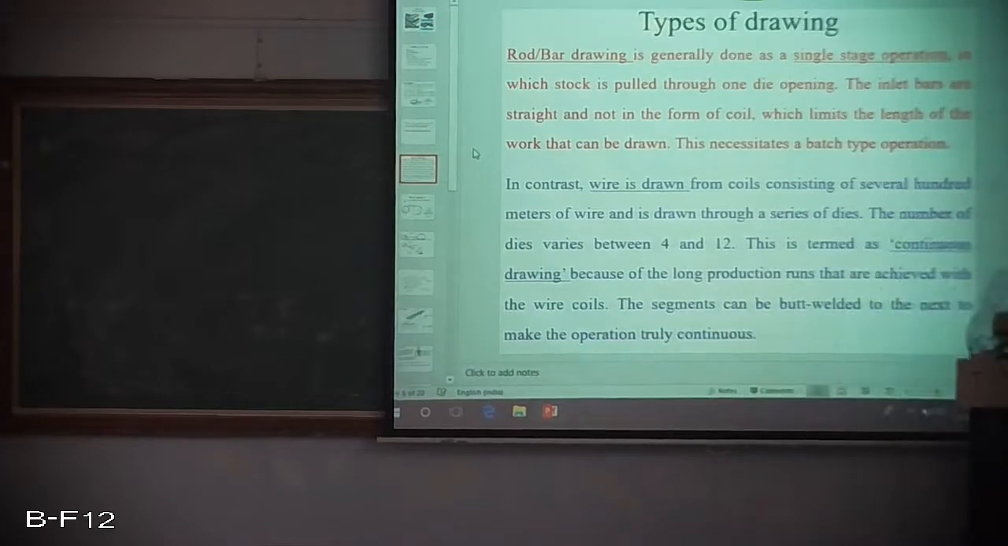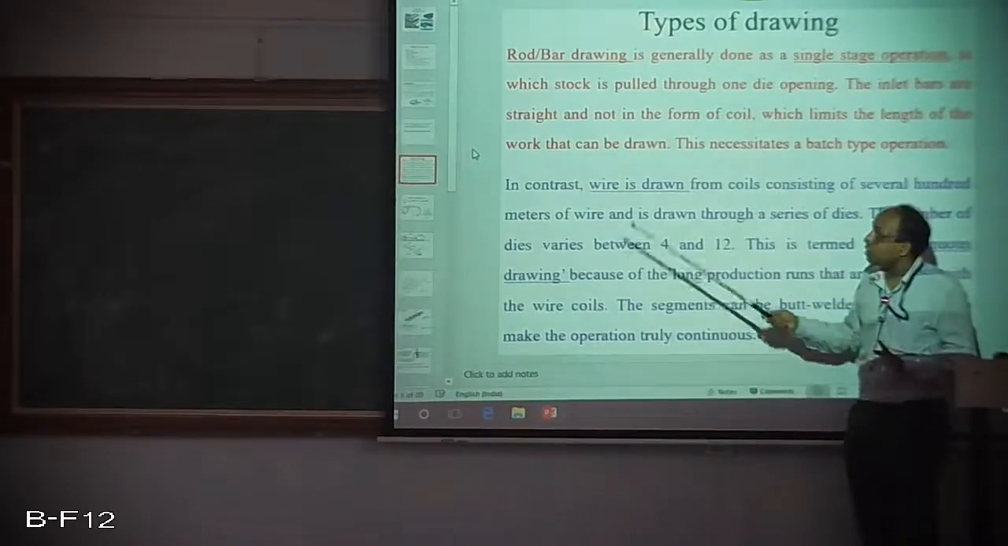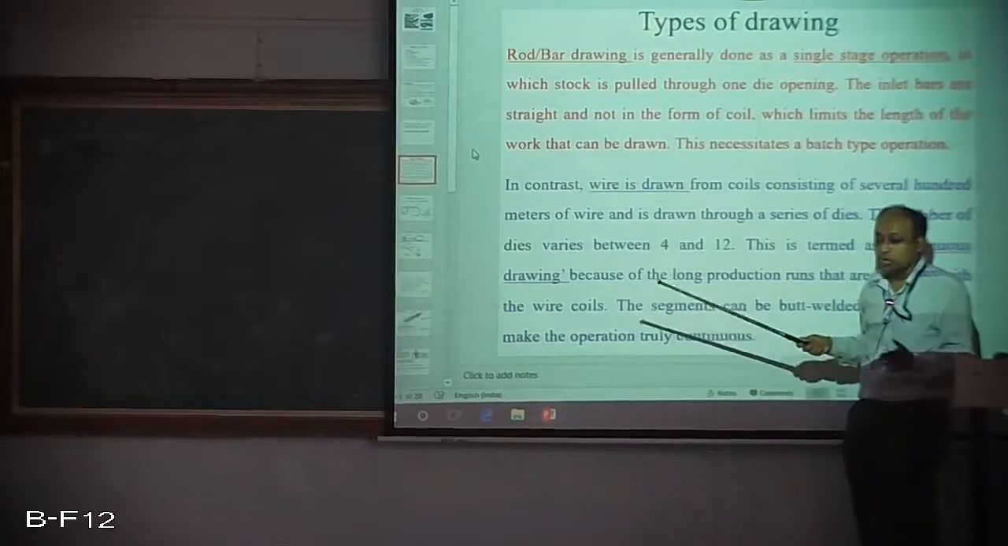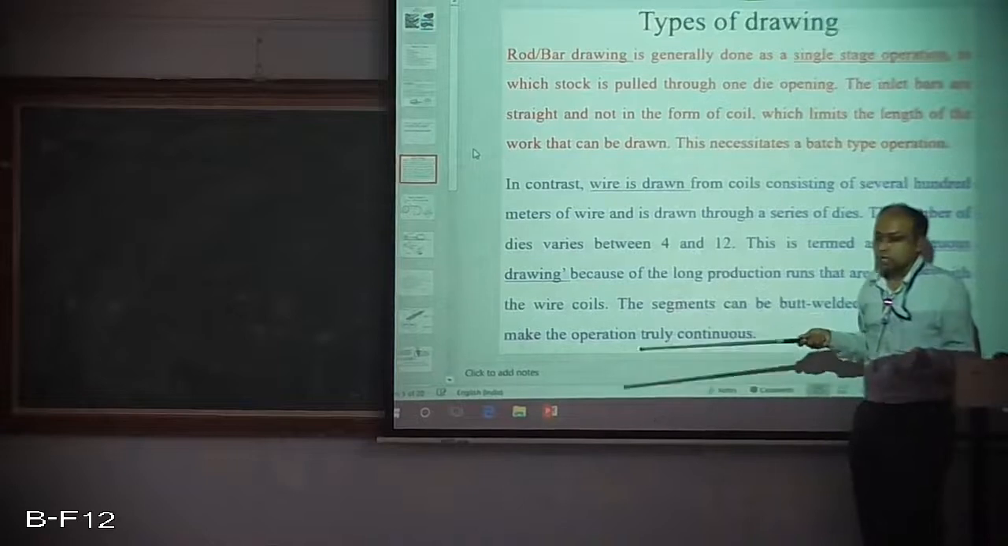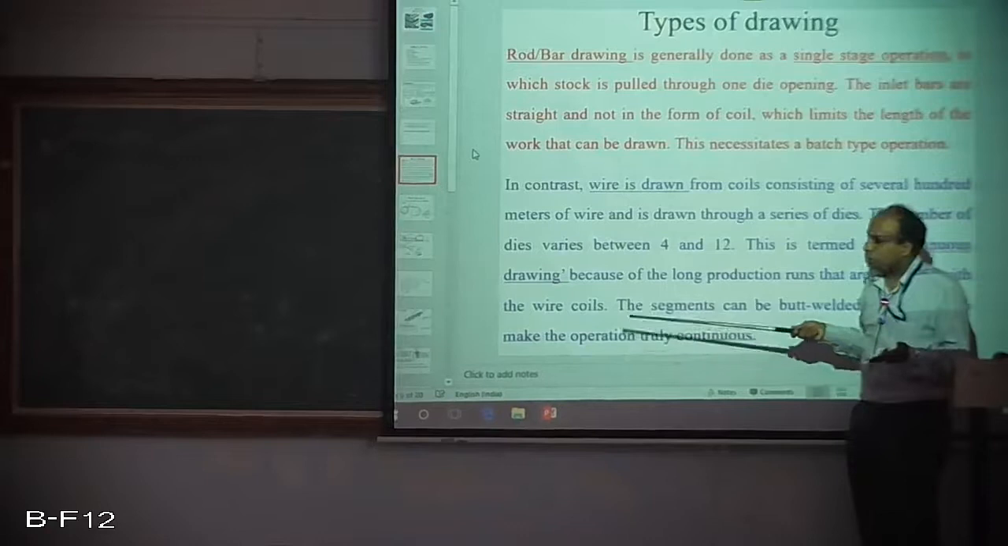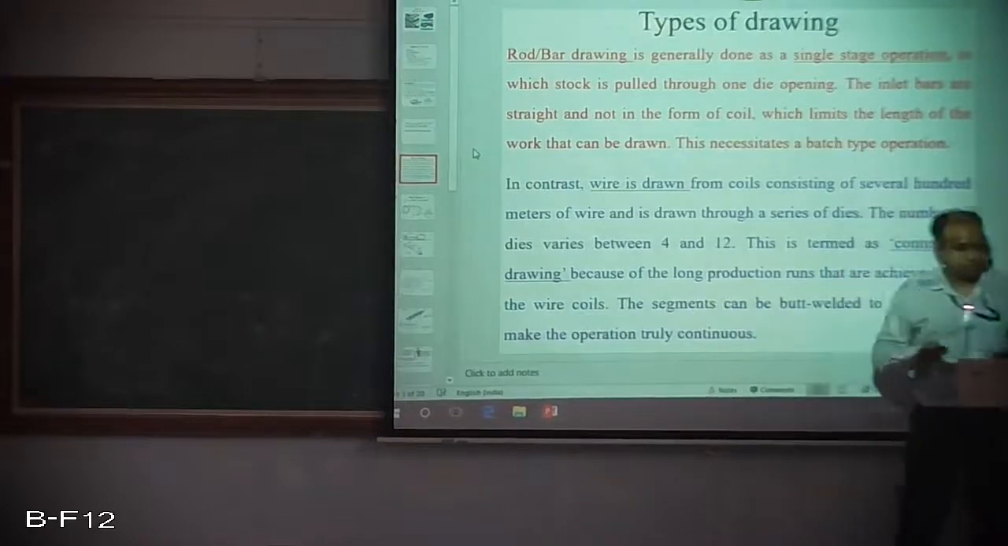This is about your types of drawing: rod or bar drawing, wire drawing. Similarly, I can go for tube drawing. That is the third class of drawing process. Again, there is a sub-classification of tube drawing. We will see it at a later stage.